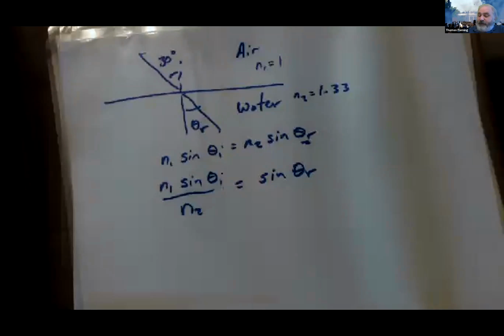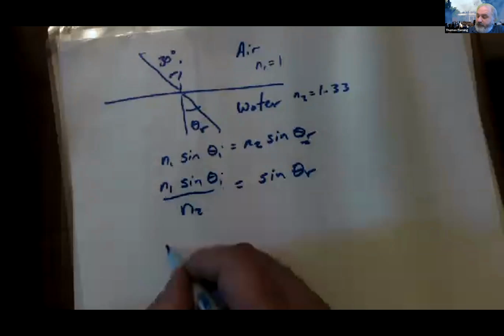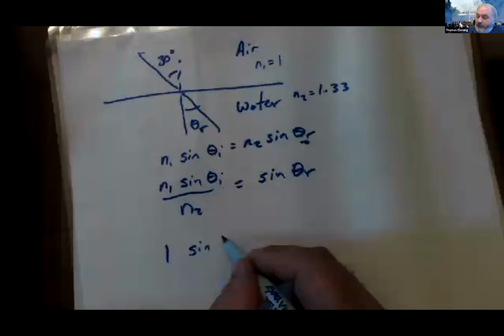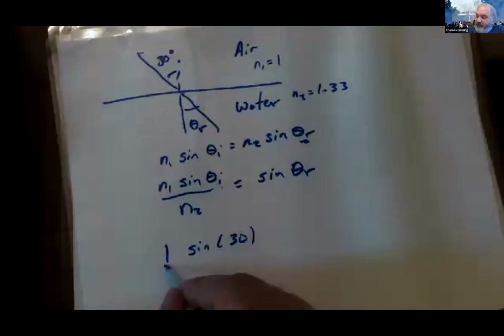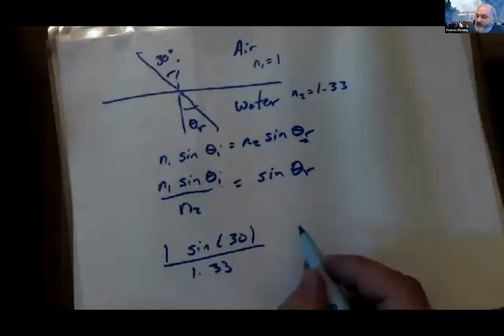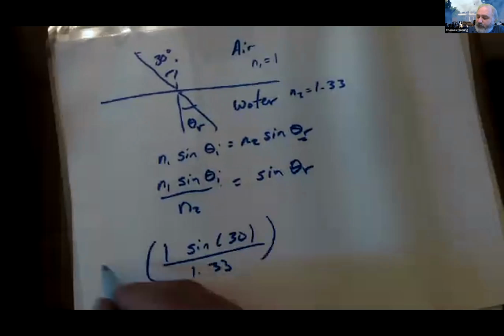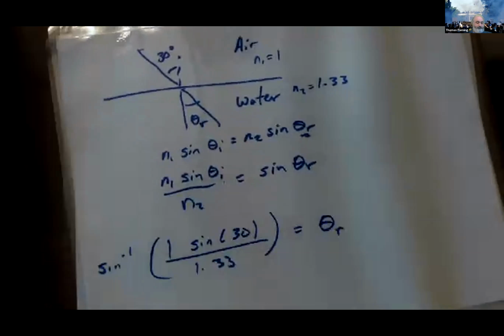So let's do this. I've got n1, which is 1, times the sine of 30 degrees. I'm dividing that by 1.33. Then I've got to take the inverse sine of all of that to get theta r. So take the sine of 30, divide that by 1.33, which is 0.375. Take the inverse sine of that. I get 22 degrees.